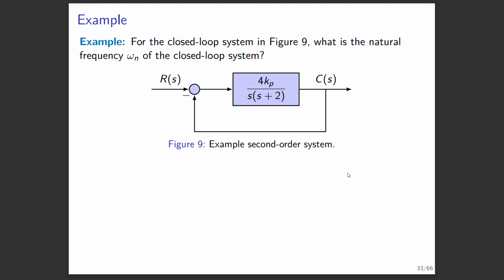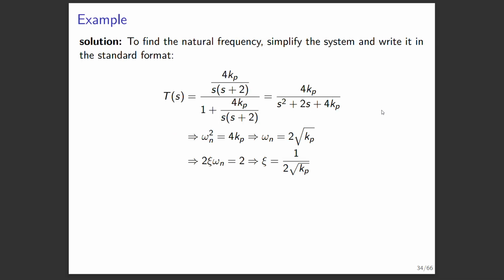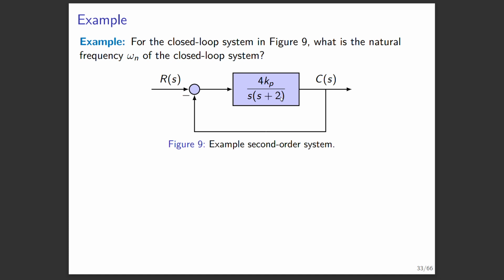For the closed loop system of equation 9, what's the natural frequency, or omega n, of the closed loop system? So again, you want to find omega n. What do we do? Well, we first simplify the system and write the transfer function. Remember, for a feedback system with g in the feed forward path and h in feedback, when the feedback is negative, the transfer function would be g divided by 1 plus gh. Here h is 1, so it's just going to be g divided by 1 plus g.